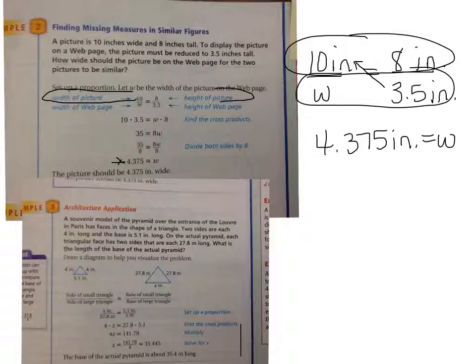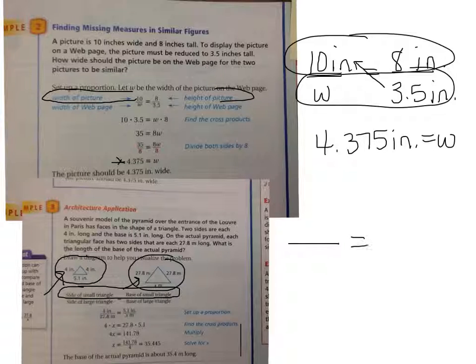Okay, so if you drew a diagram, it would help you visualize the problem. This is the one that's above the entrance, and here's the actual. Okay, so it tells you all of the dimensions that you need to know on the first one, but you're missing the base on the second one. So to set up your proportion, you put the small triangle information across the top and then the larger triangle information across the bottom to set up your proportion.